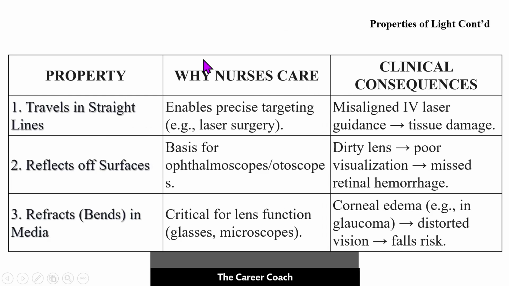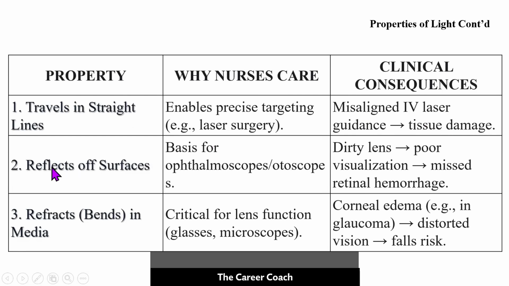We want to discuss intricately the properties of light. So, number 1, light travels in a straight line. Why do we care? It enables precise targeting, for example, in laser surgeries. What is the clinical consequence? Misaligned IV laser guidance will lead to tissue damage.